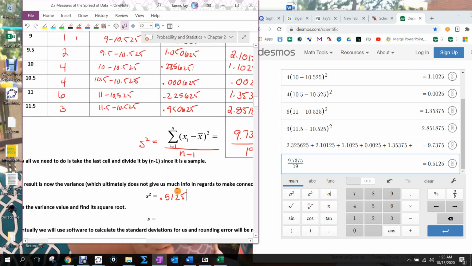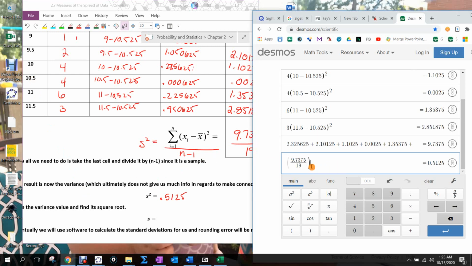Now remember what that means. This was ages. So what my variance is right now is 0.5125 years squared. Well, that makes absolutely no sense. We can't compare that to somebody that's 10.5 years old, because what does years squared old mean? So what we do is we take the square root of that.